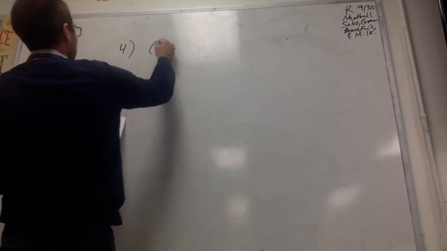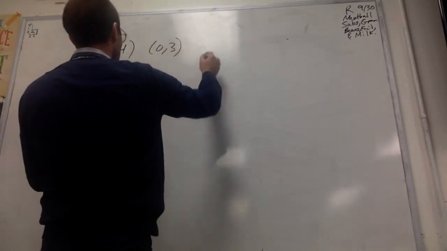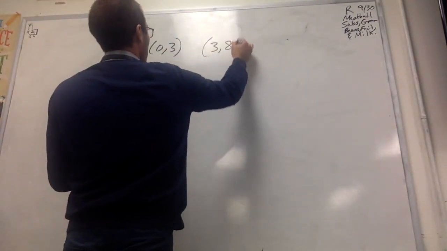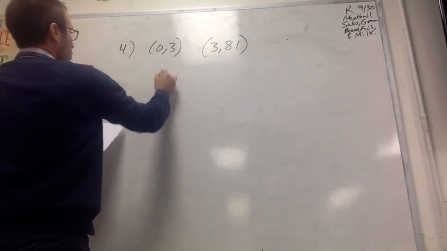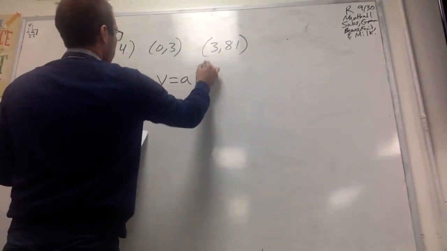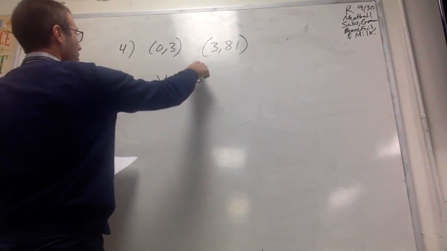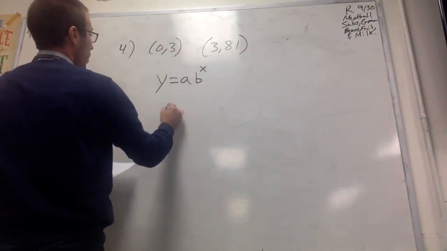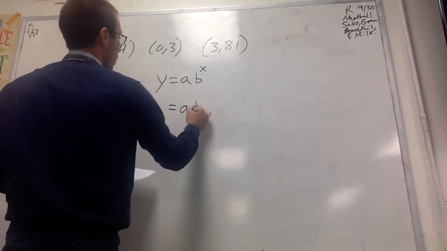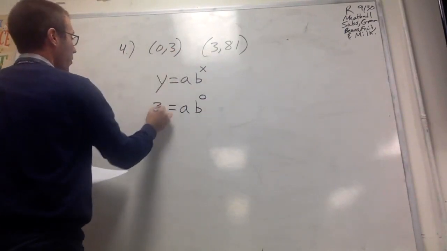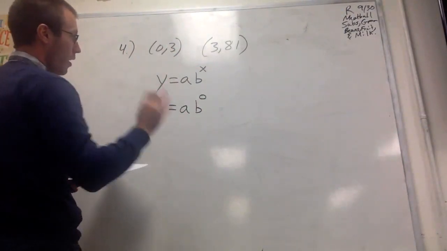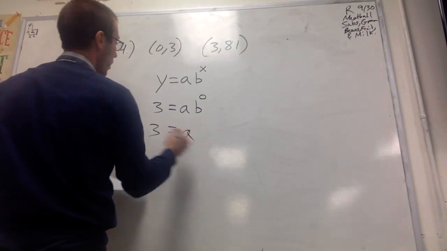Four contains the points (0, 3) and (3, 81). Y equals A B to the x. When I plug in 0, it should spit out 3. So I'm going to plug in 0, should spit out 3. B to the power of 0 is 1. So I get 3 equals A.